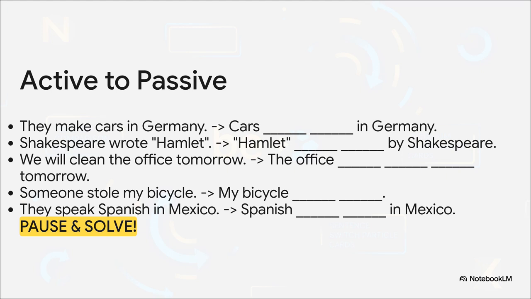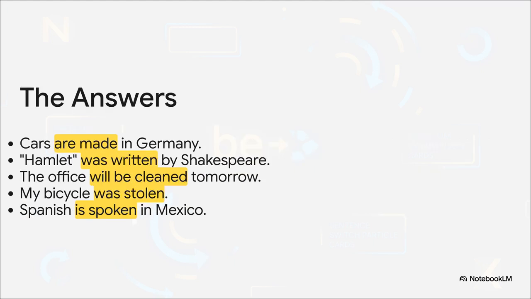Okay, this is where you come in. Go ahead and hit that pause button, try to solve all 5 of these cases, and then press play whenever you think you've cracked them. All right, you back? Let's check those answers and see how you did. Number 1 becomes, cars are made in Germany. Perfect. For number 2, it's, Hamlet was written by Shakespeare. And here, because Shakespeare is definitely an important doer, we use that by clue.